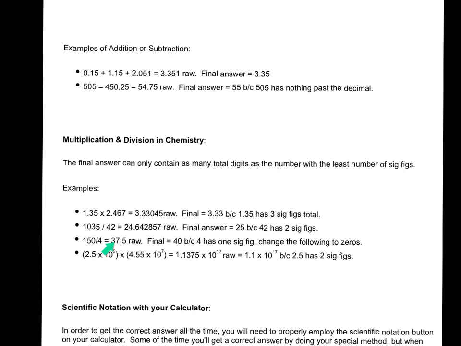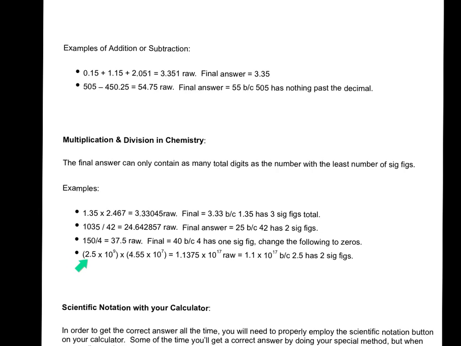Your raw answer is 37.5. And when we are rounding to get to 1 sig fig, we take that first number, and then the rest of them are turned to zeros. But we got to look at the number next to it. The 7 makes that 3 round up to a 4, and then that 7 will become a 0. So the answer is 40. 40 has 1 sig fig.